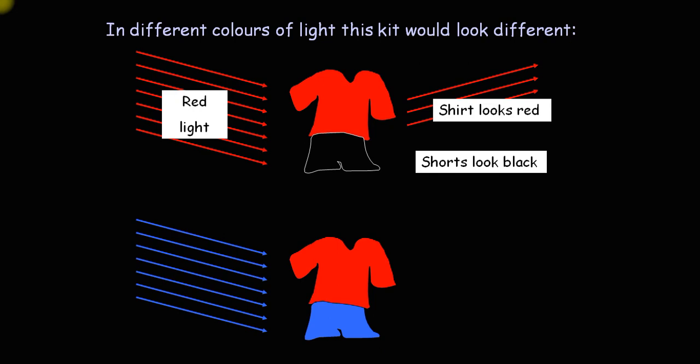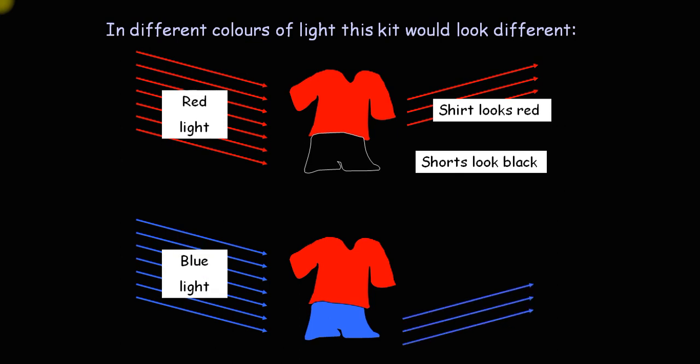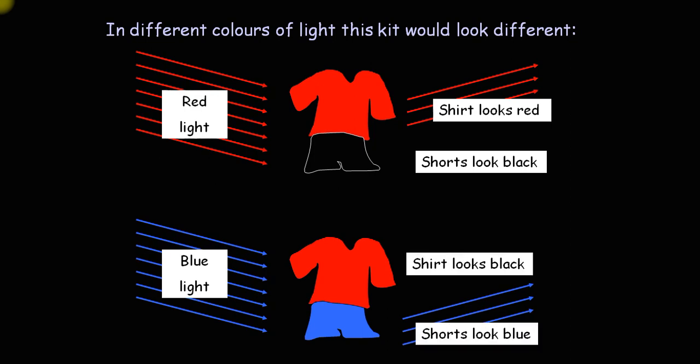Now, if you have a blue light on a blue shirt and a red shirt, you get to see the blue shirt as blue, but then the red shirt as black. This is because the red shirt will absorb all the blue light and reflect nothing.